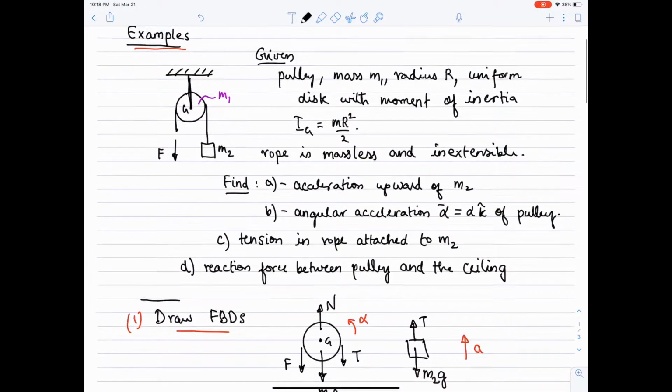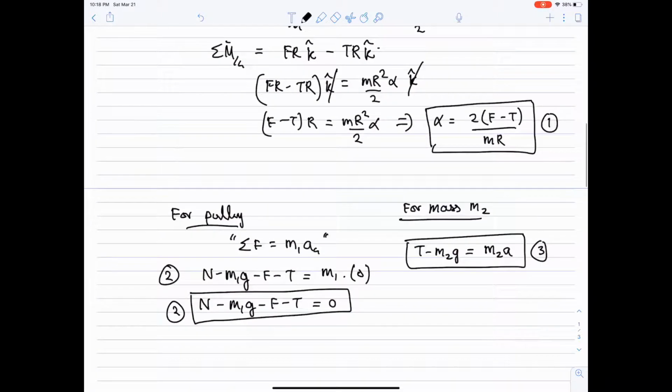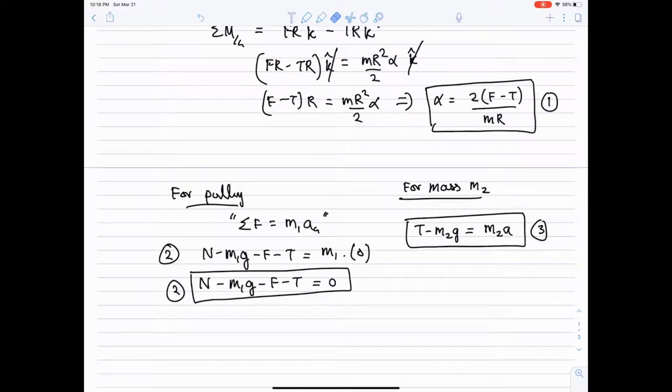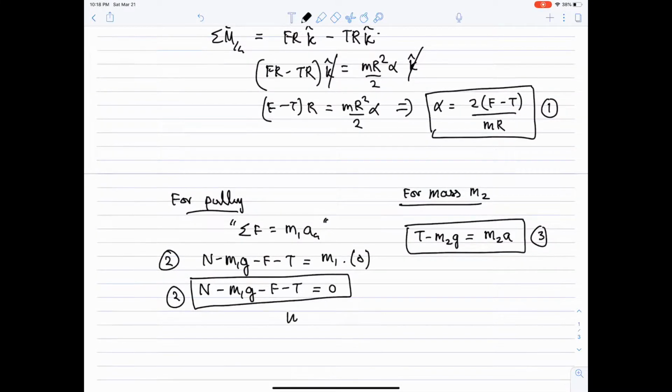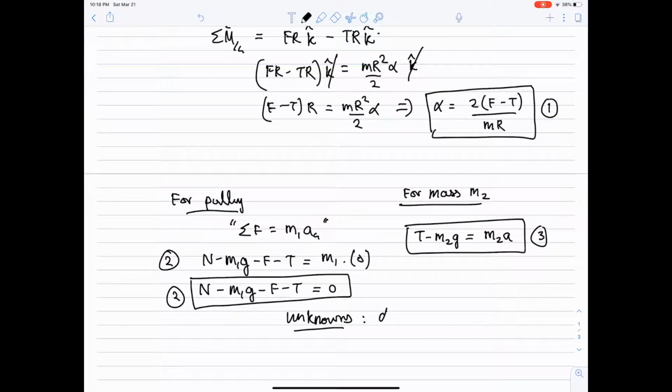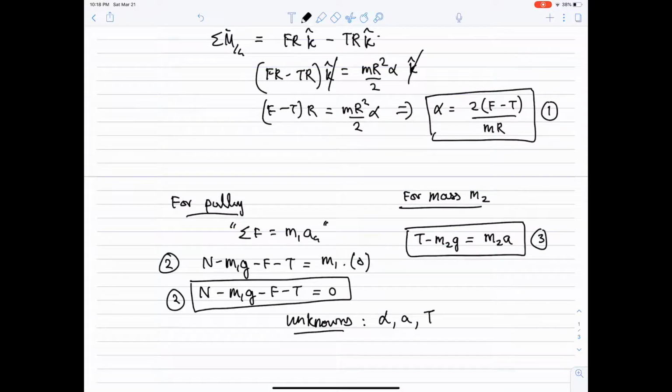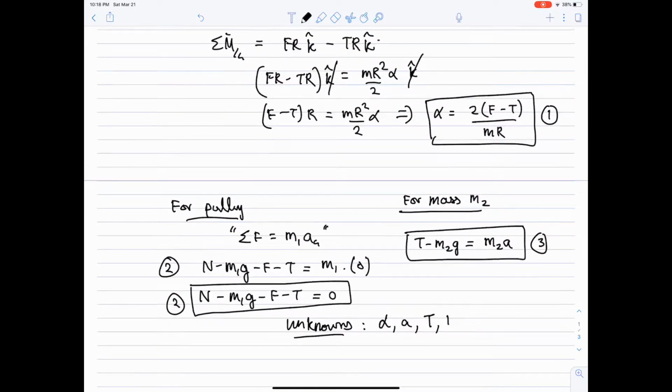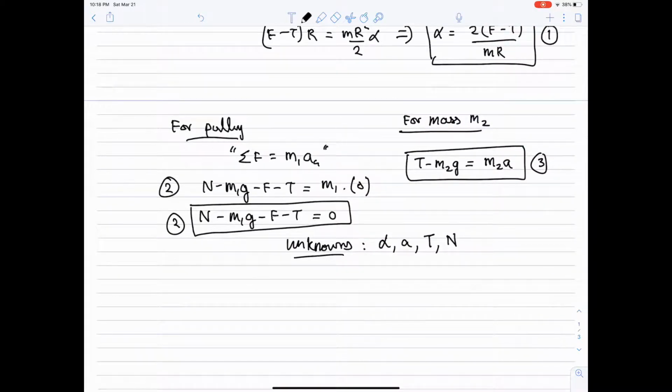Now, let's first look at whether we have enough equations for all the unknowns. How many unknowns do we have? We have alpha, we have a, we have the tension T, and we have the normal reaction force N. So four unknowns, and we have three equations so far. Now we need one more equation.